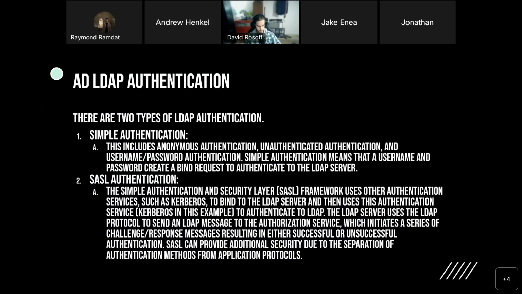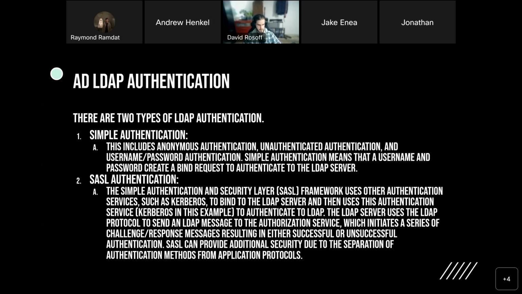The other big thing with LDAP is authentication. There are really two kinds of LDAP authentication. You have simple authentication, which is basically just like basic authentication, username, password. You can do anonymous authentication, all the usual stuff. And then there's also what's called SASL authentication, which stands for Simple Authentication and Security Layer framework.